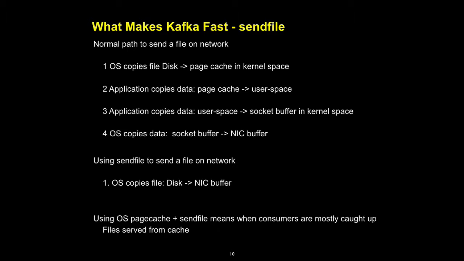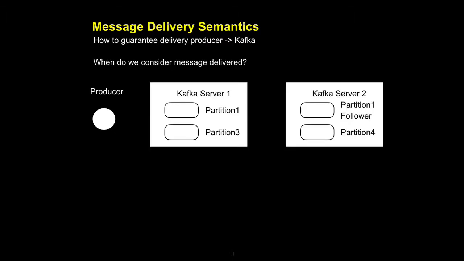Where sendfile on Linux does it directly. You give it, here's a file, and here is the socket I'm going to send it to, and it copies it directly. And so we don't have this four-stage copy, we only copy it once. And you're not going between user space and kernel space back and forth. So that's why Kafka is really, really fast.